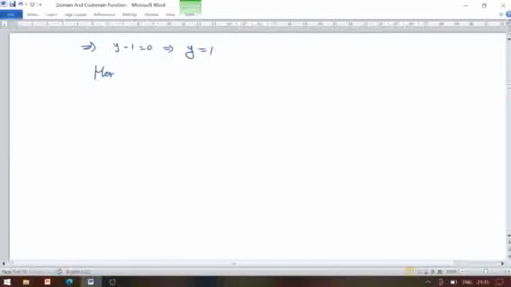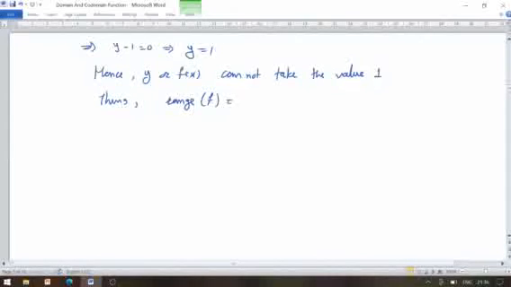So hence y, or you might say f of x, the given function, cannot take the value 1 from the set of real numbers. Thus the range of the given function is R minus the singleton 1. That means the set of all real numbers excluding 1.